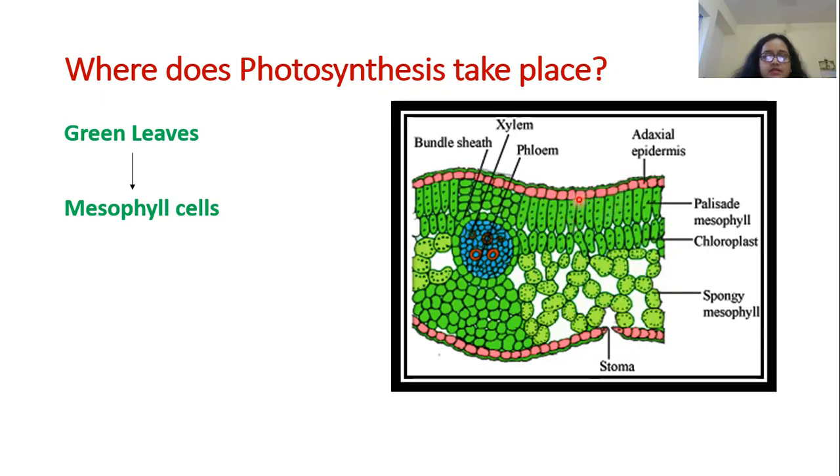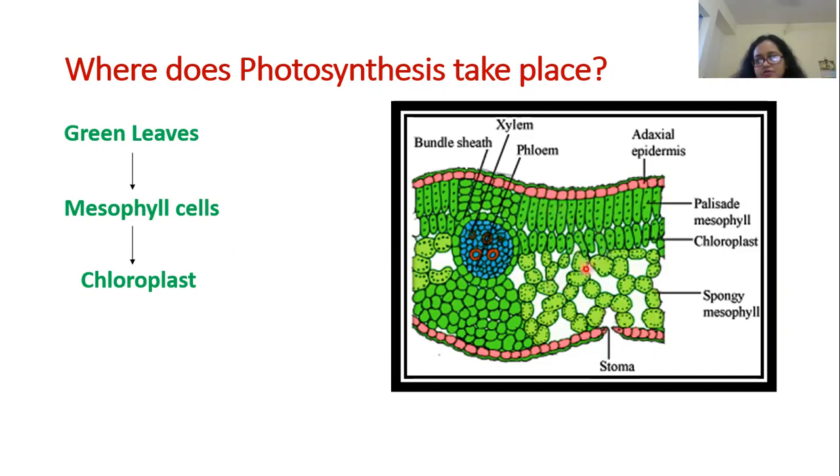So these palisade mesophyll cells are actually long and elongated, or you can say cylindrical cells, and in these cells the component which is responsible for photosynthesis is chloroplast. So you can see the black dots in these palisade cells. These are what? Chloroplast, and they are aligned along the cell wall. So in this way they are perpendicular to the incident light and give more opportunity for photosynthesis to take place.